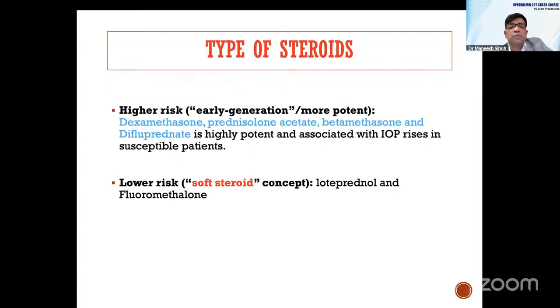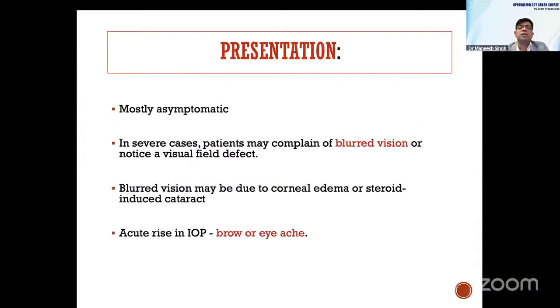We also need to classify potent steroids and softer steroids. Sometimes in examinations you can be asked what the soft steroids are. So loteprednol and fluorometholone are softer steroids. They have a lesser chance of IOP rise. But the older steroids like dexamethasone, and even difluprednate and prednisolone, tend to give you a higher IOP increase.